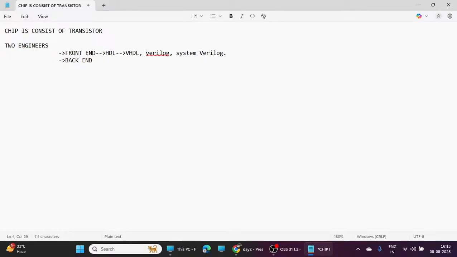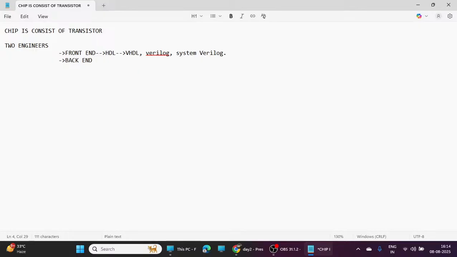Previously we had only Verilog and VHDL, and now we also have SystemVerilog. SystemVerilog is an advanced language to design the chip, to write the design code for the chip. This is the main latest language, SystemVerilog.